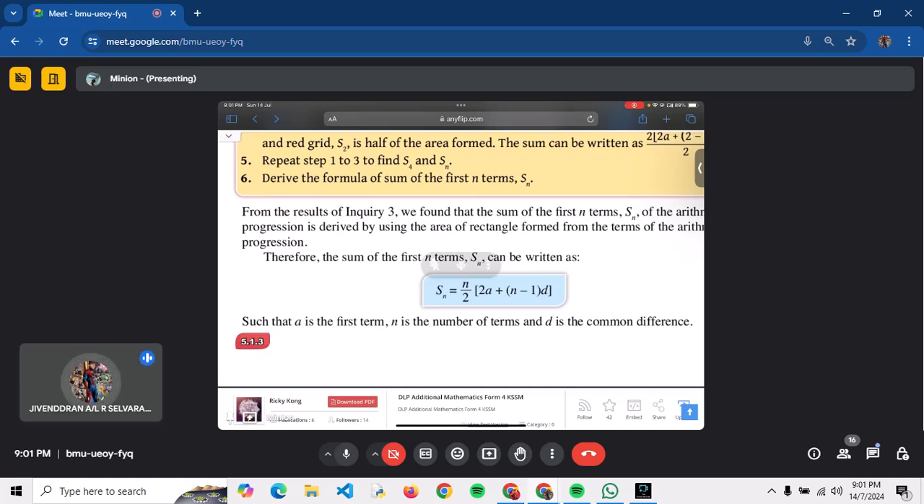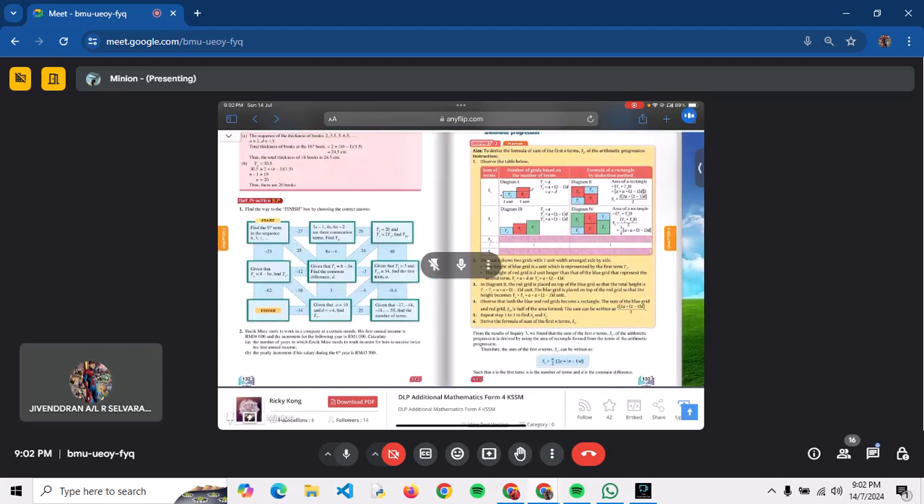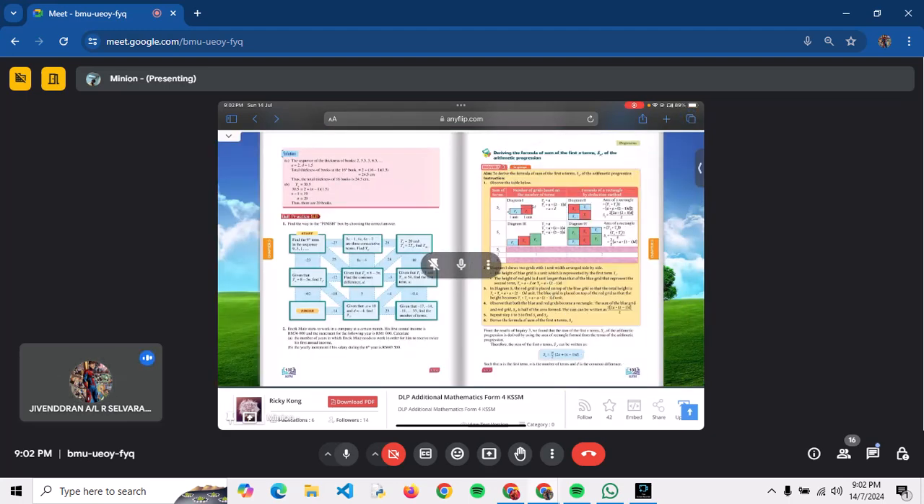So this formula is Sn equals n over 2, in bracket 2a plus n minus 1 close bracket d, and then close big bracket. And they have given here that a is the first term, n is the number of terms, and d is the common difference. So we can go into the questions so you can understand better. Example first. Yeah, example.